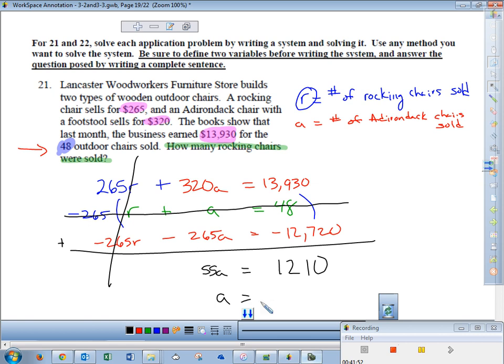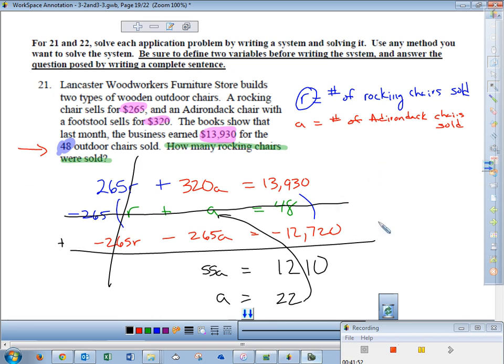They're not going to sell like 3.8 chairs, right? They sell either 3 chairs or 4 chairs or 5 chairs. So what do you get when you divide that out? 22. Is that what they wanted? The question was how many rocking chairs were sold. How could I figure that out? Substitute back in. I would go into this green thing. Isn't R plus A equal 48? Even though I've kind of modified it, still 48 total chairs sold. 22 of them were hard to pronounce. How many were rocking chairs?